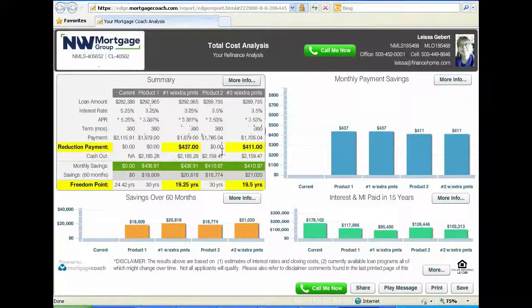Yes. So they're saying, okay. This one is if you apply that extra payment. If you don't, right now the current payment is at $21.15. They're at a 5.25, and we're going to get them down to 3.25. With that 3.25 rate, they're going to just save $436.91. And if we actually apply that 436, they just round it up to 437.